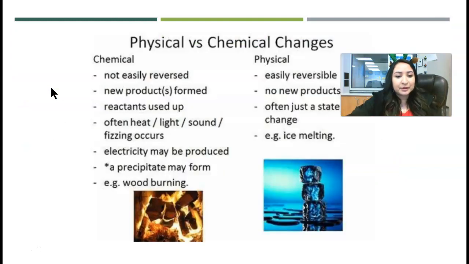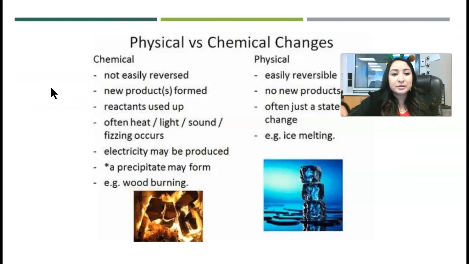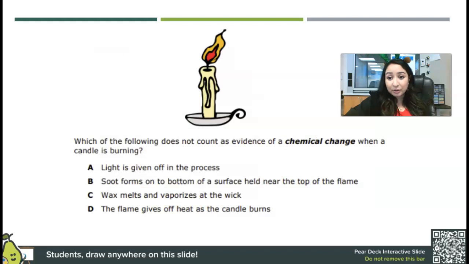All right, let's go ahead and talk about physical and chemical changes. Remember that chemical changes are not easily reversed, and new products are formed. Just basically remember city girls like to party, which is C for color change, G for gas produced, L for light produced, T is temperature change, P is a precipitate is formed. Also there's like bubbling, smell, those ones. Physical changes are easily reversible, with no new products, often just a state change. For instance, if ice is melting, that is a phase change, and then if it's turning into a gas, that's also another phase change. But it's all still water.